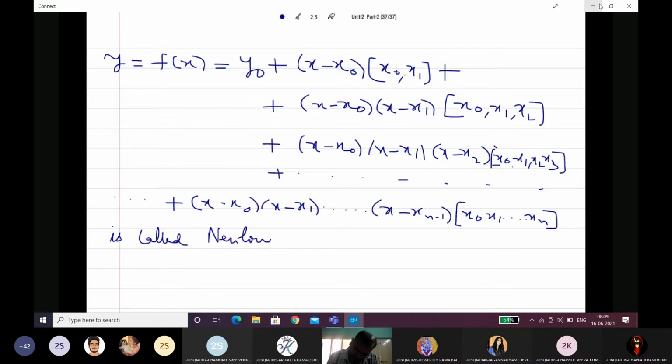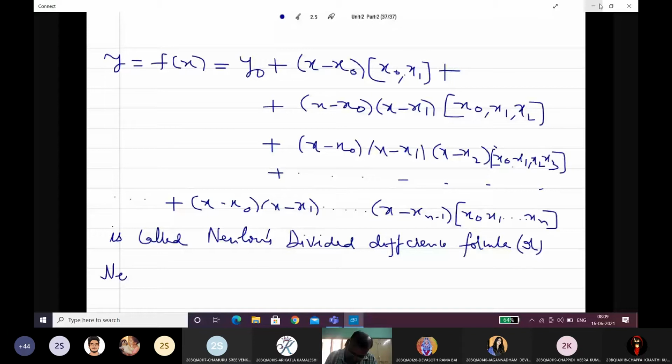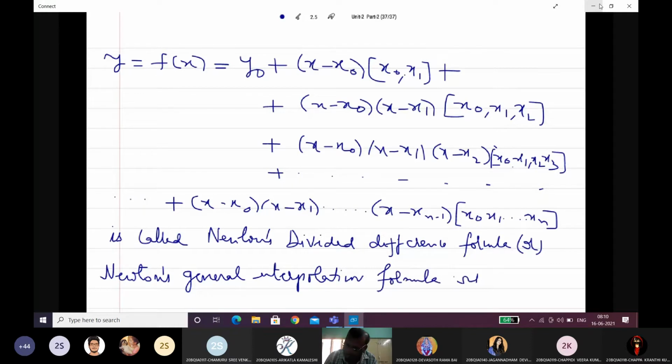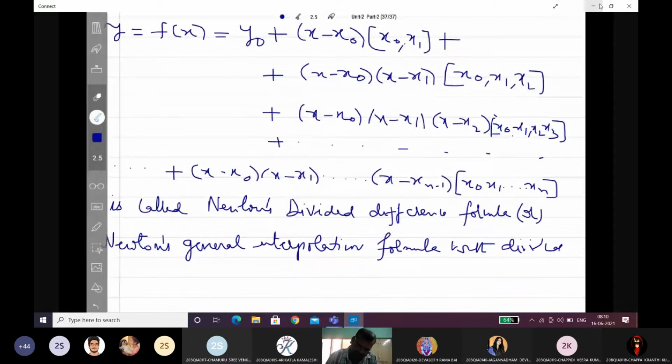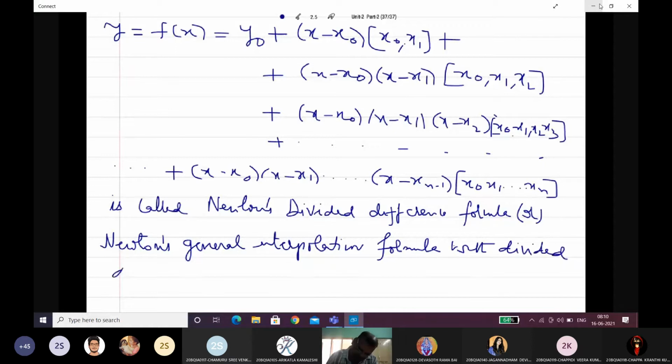This is called Newton's divided difference formula, or Newton's general interpolation formula with divided differences. This is very easy.